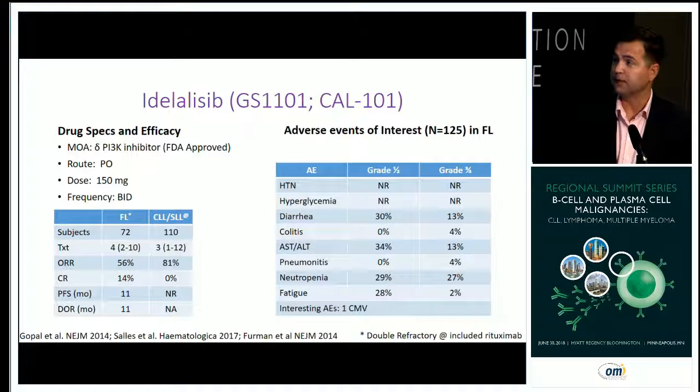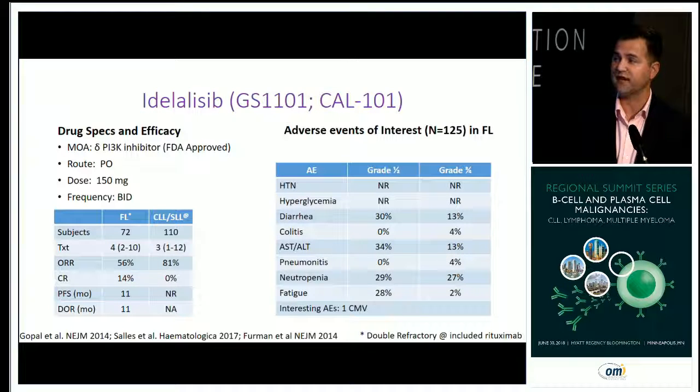Idelalisib is a pure delta inhibitor. Again, it is FDA approved. It is given orally at 150 milligrams BID. There is experience, I think a sizable experience, in both follicular lymphoma and CLL. In this experience, idelalisib was given for CLL, SLL with rituximab, whereas in follicular lymphoma it was single agent. 72 patients were treated in the follicular lymphoma arm.